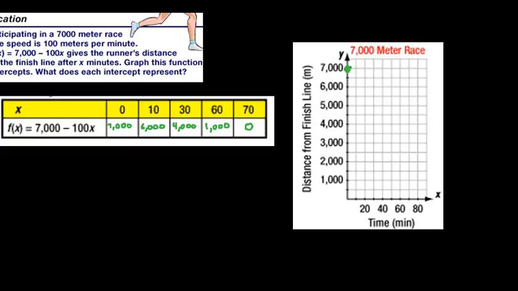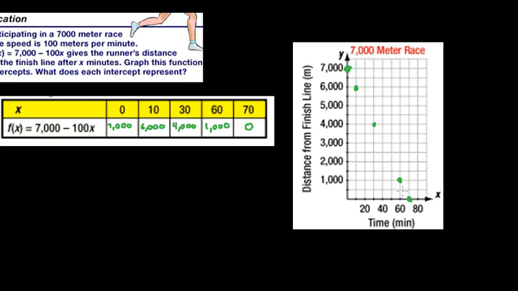So let's go through and graph these final ones. At 10, I'm at 6,000. At 30, I'm at 4,000. At 60, I'm at 1,000. And finally at 70, I'm at 0.